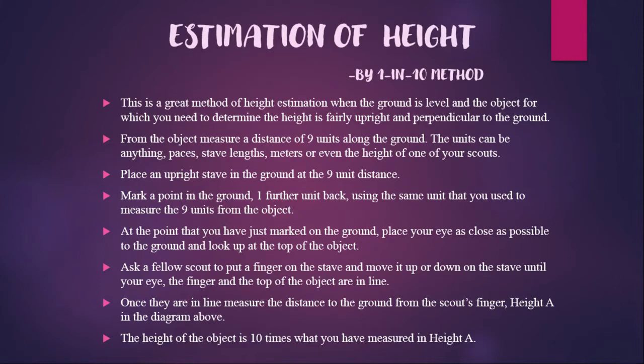Ask a fellow scout to put a finger on the stave, and move it up or down on the stave until your eye, the finger, and the top of the object are in line. Once they are in line, measure the distance to the ground from the scout's finger, height A in the diagram above. The height of the object is 10 times what you have measured in height A. The next picture will explain it in detail.